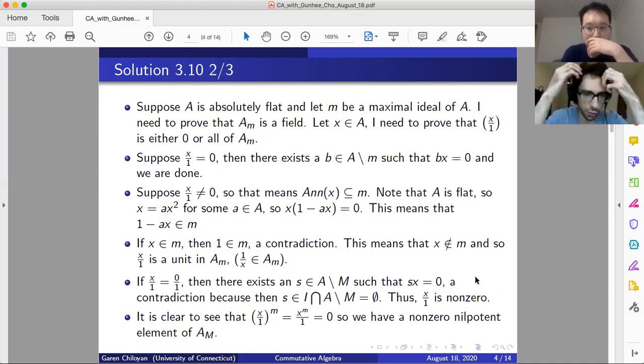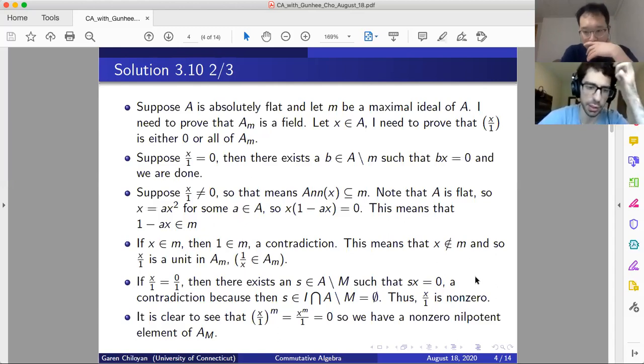So let's move on to the fourth bullet point. If x is an element of M, then because 1 minus ax is an element of M, the number 1 is an element of M, and that's a contradiction because maximal ideals are proper. So this forces that the element x is not an element of M. And so we have that x over 1 is a unit in A sub M, because that means you can just write x in the denominator. 1 over x is an element of A localized at M. We can just multiply through and we get 1. That's great.